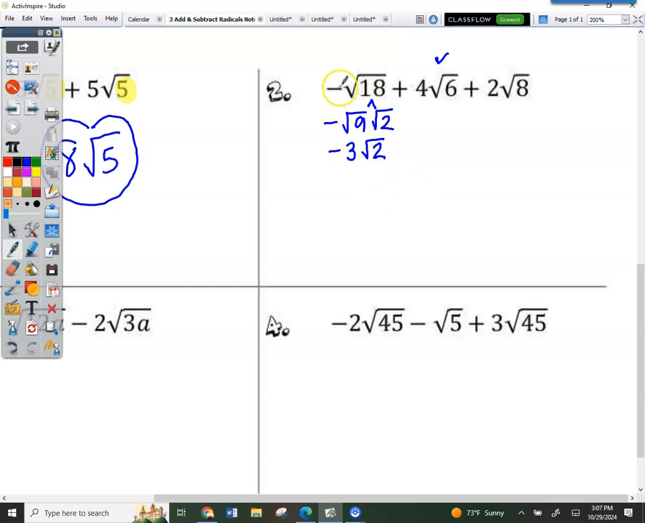Because it's a negative 1 that you just multiply by. Same thing as negative 3 square root 2, because it's a negative 1 times a positive 3 that would come out of that, which is negative 3. Alright, and we said this one was done, so I'm just going to draw an arrow to say bring that down. Can't do anything with that. You just bring it down.